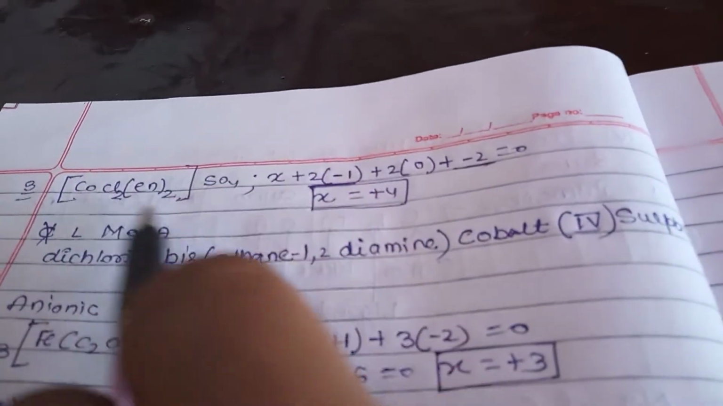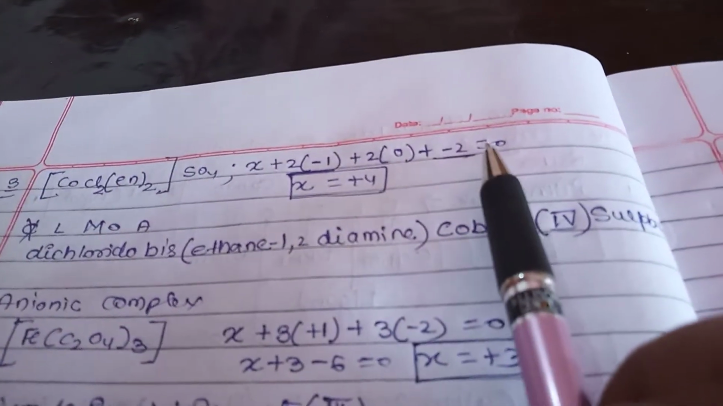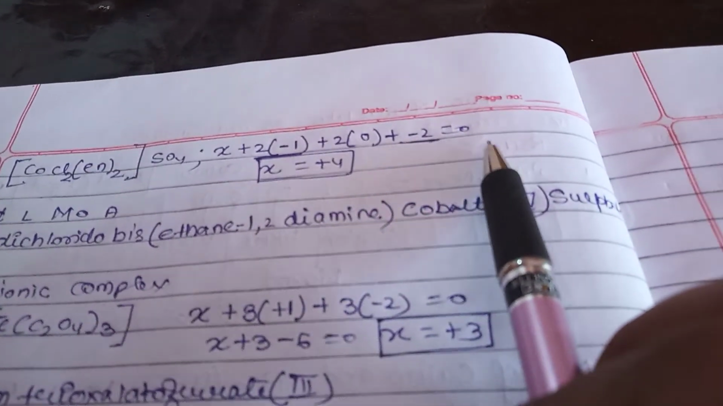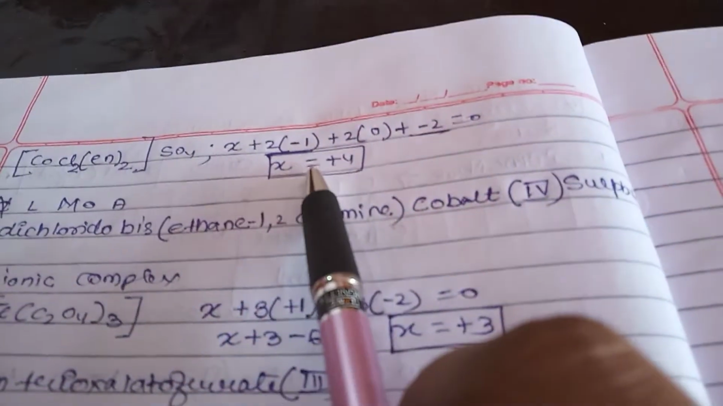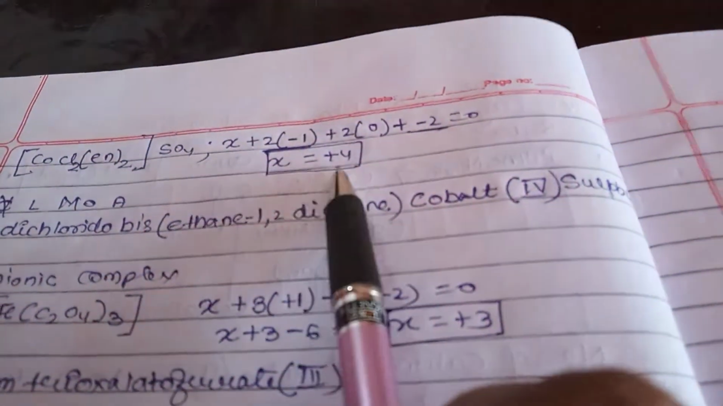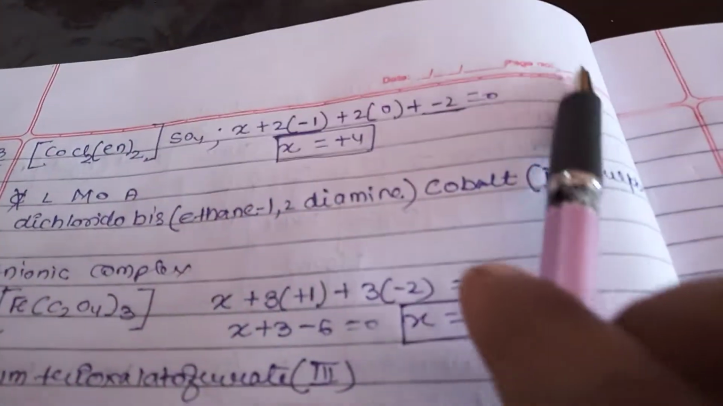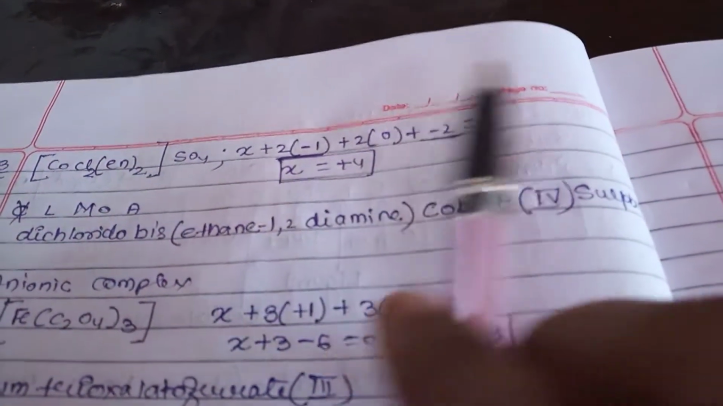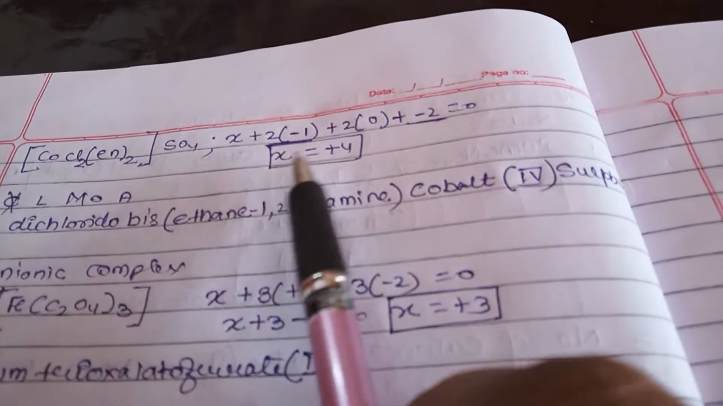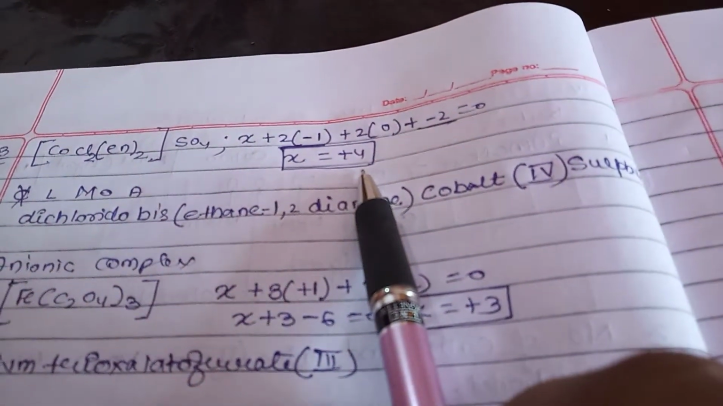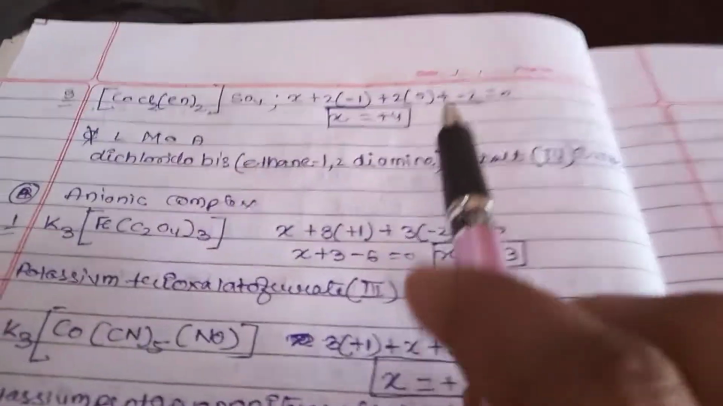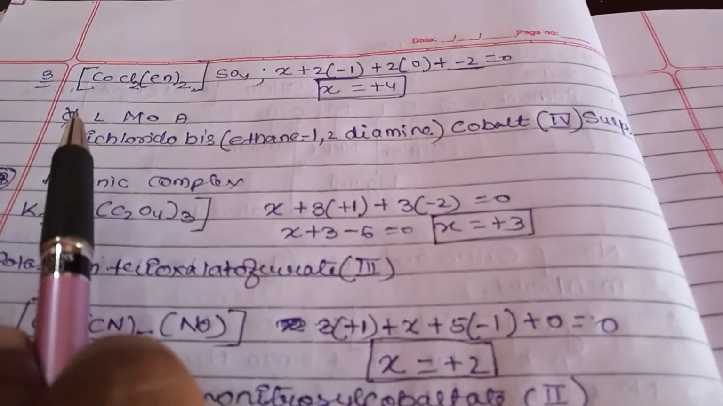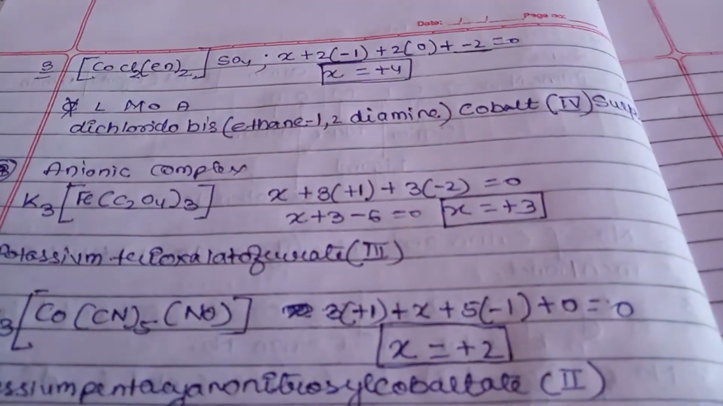The whole complex does not carry any charge, therefore after the equal sign we place 0. Okay, that is -2 and -2, we get -4. We bring the -4 to the opposite side, so we get X is equal to +4. After calculating the oxidation number, now we are ready to write the name of this compound.